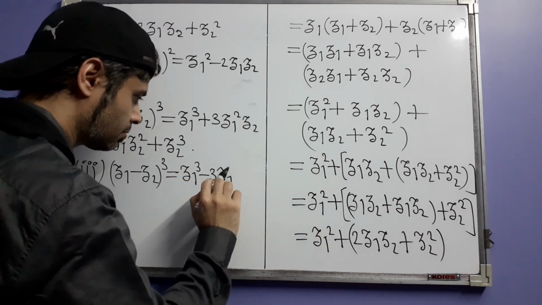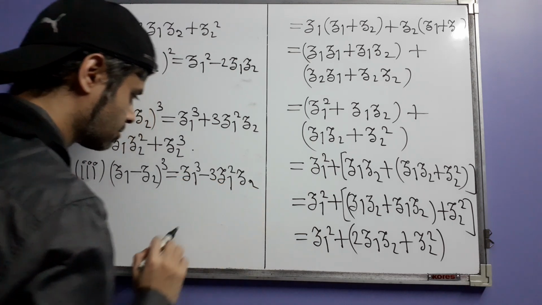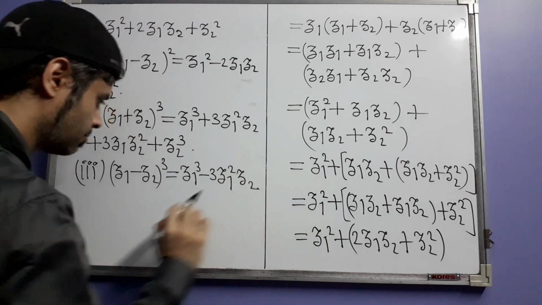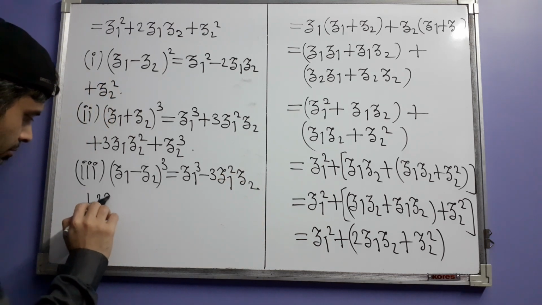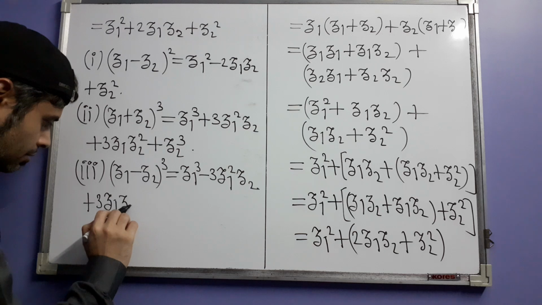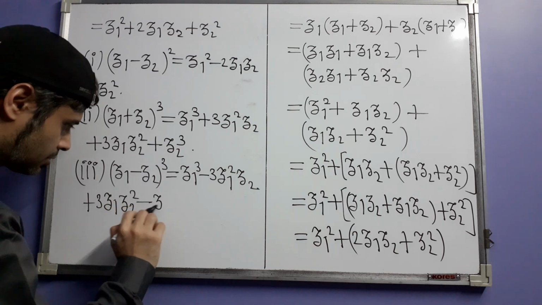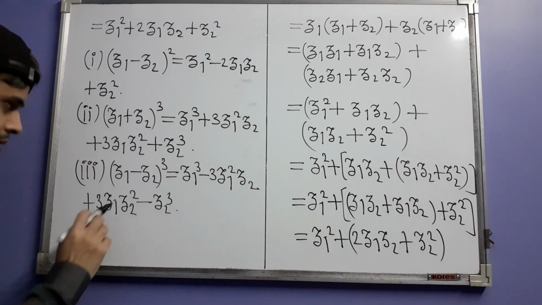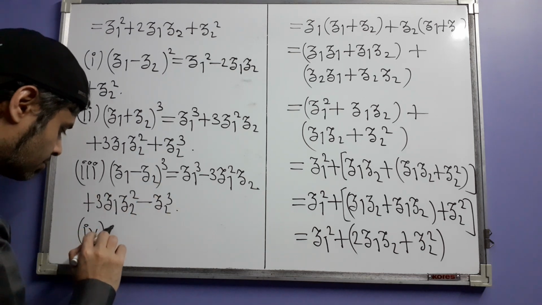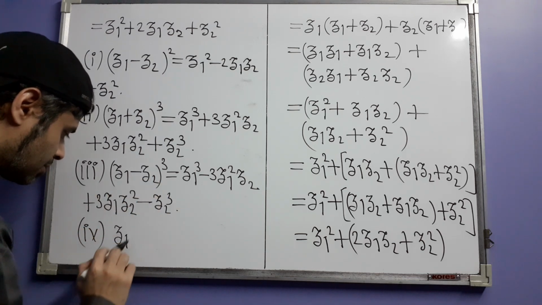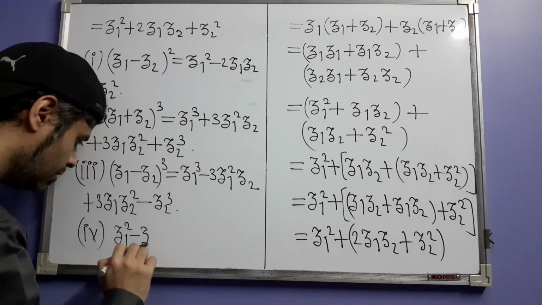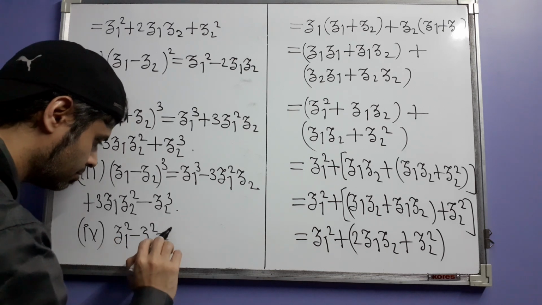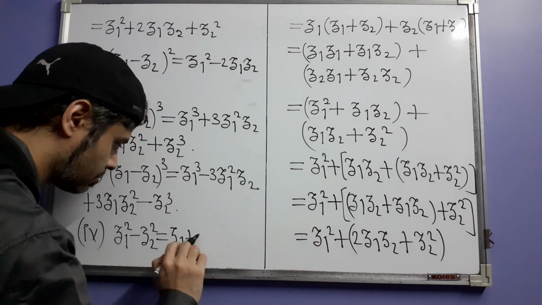Minus 3 z1 square z2 plus 3 z1 z2 square minus z2 cube, and this fourth one, like the a plus b whole squared, is also a famous one or infamous, depending on how you look at things.